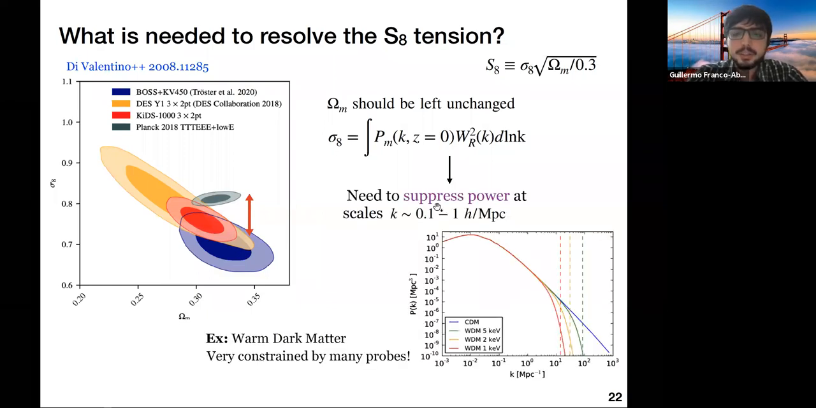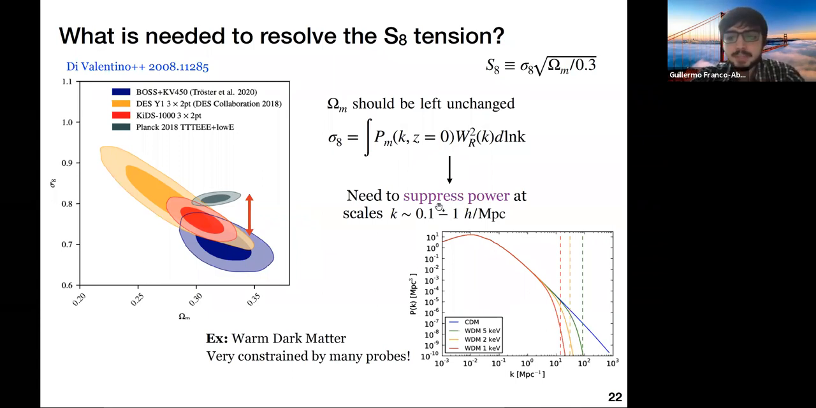So yeah, sorry. This sigma 8 is given by an integral of the matter power spectrum with a certain window function, and this window function is selecting an interval of scales between 0.1 and 1 inverse megaparsec. So in order to reduce the parameter and make it in agreement with the weak lensing, you need to suppress power with some model at this interval of scales.